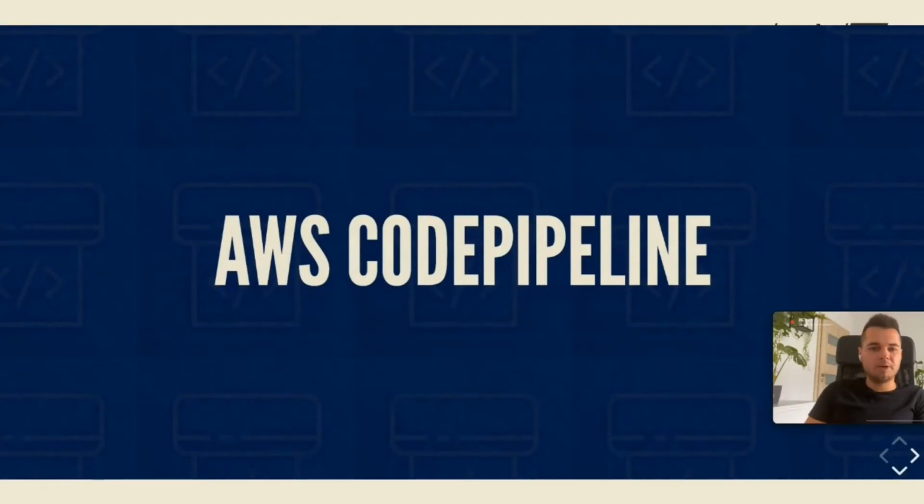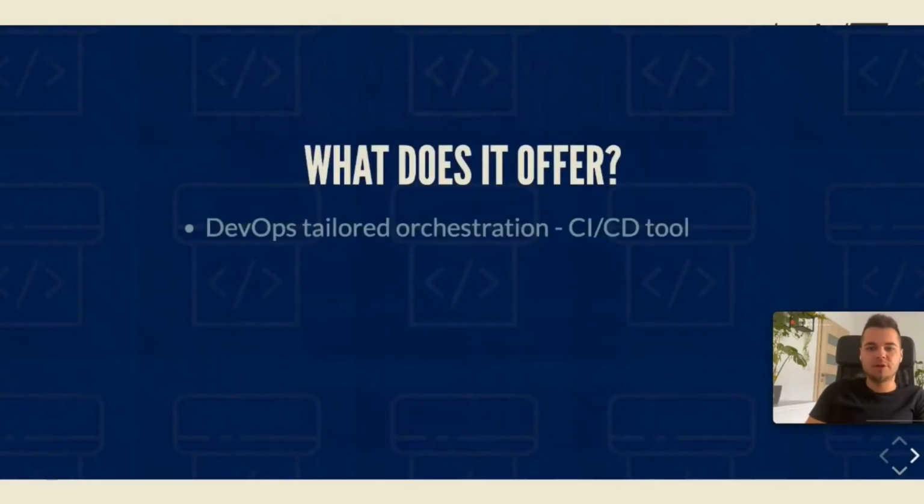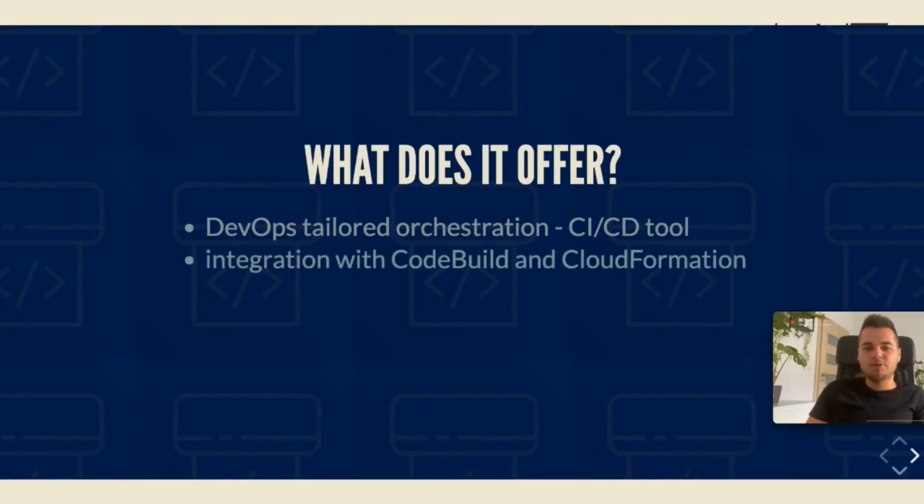AWS CodePipeline, the third service, what does it offer? It's a DevOps tailored orchestration tool. It's a CI/CD tool, and your ops team should be delighted because that's basically a typical CI/CD pipeline. It integrates with various DevOps offerings inside AWS, and not only in AWS, but the most important ones for us are CodeBuild and CloudFormation.